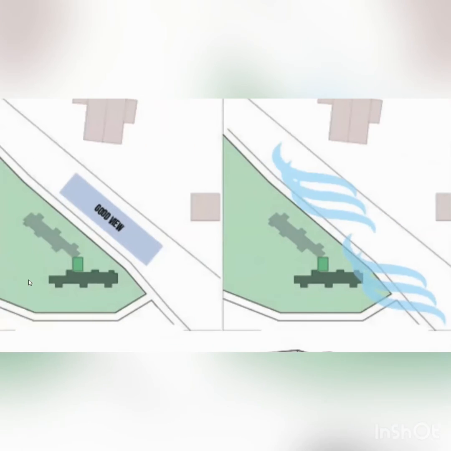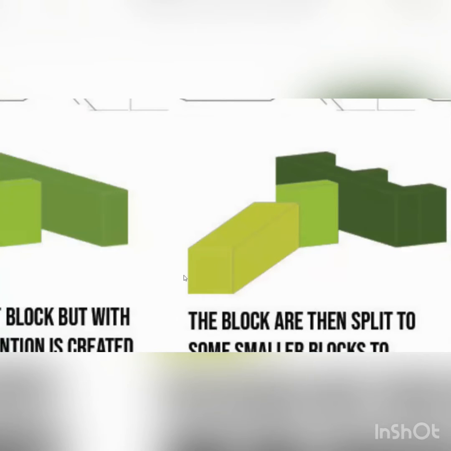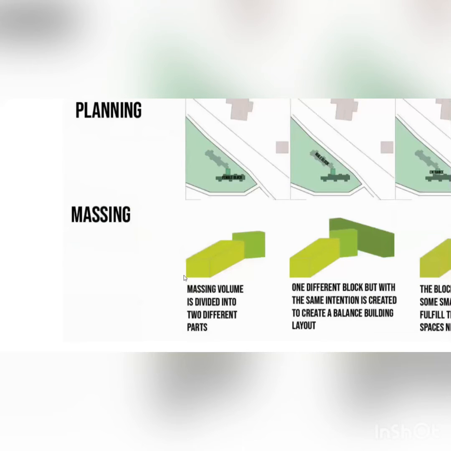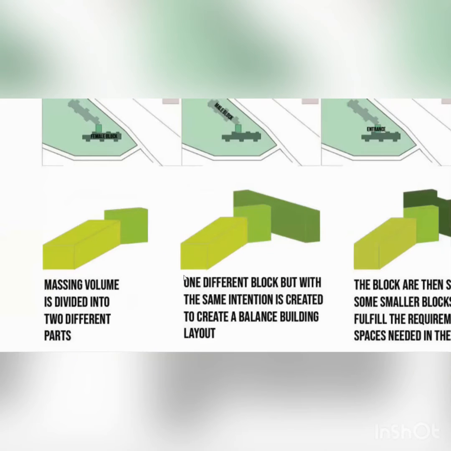Next is the massing studies. For the massing studies, I started with a single rectangle block and a square block. Then the massing volume is divided into two different parts. As I mentioned earlier, I really want a high level of privacy between the male and the female students. So one different block, but with the same intention, is created to make a balanced building layout.